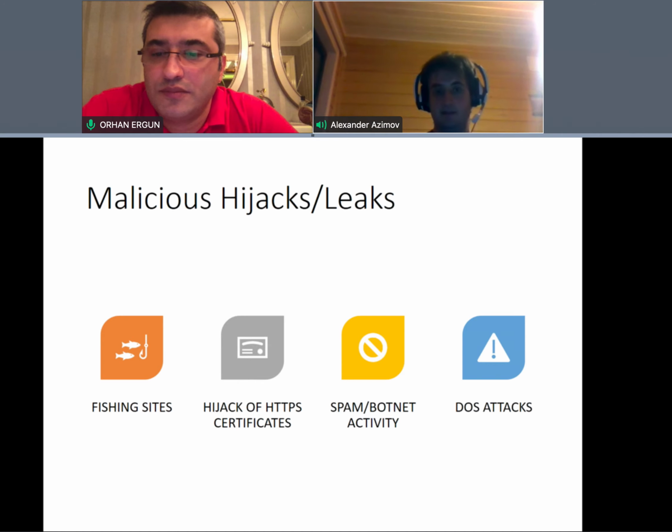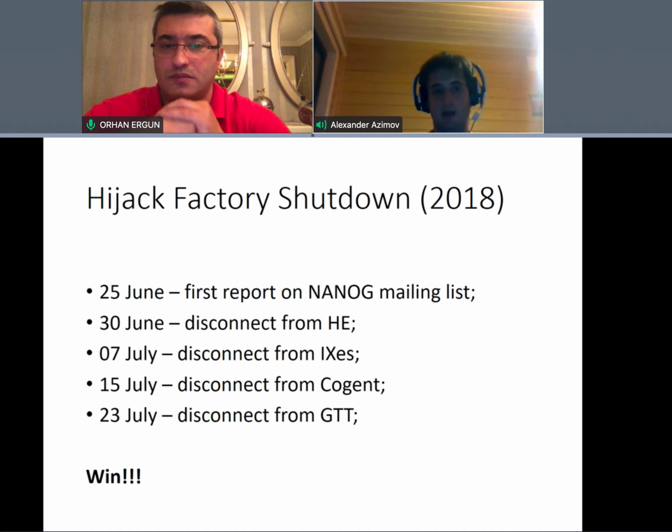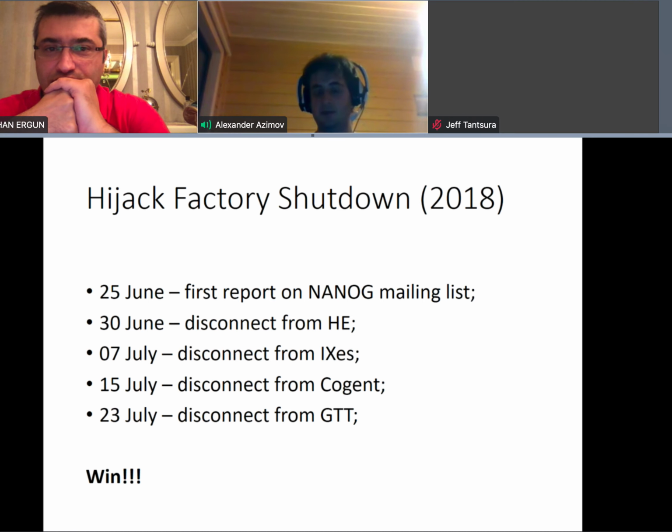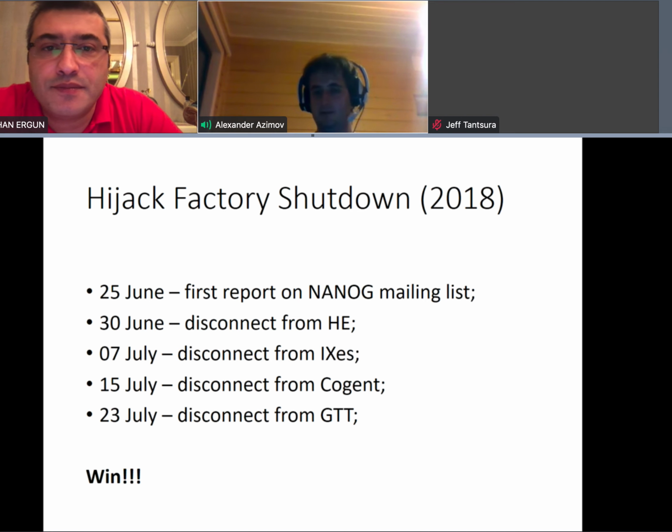So let's jump to an example. Example of malicious activity. There was a network that was constantly hijacking foreign address space. It seems that it was done for years, and it was ongoing until a report by an individual contributor on the NANOG mailing list raised a lot of buzz. There was a lot of discussion, and within a month, this network was disconnected from all upstream providers.